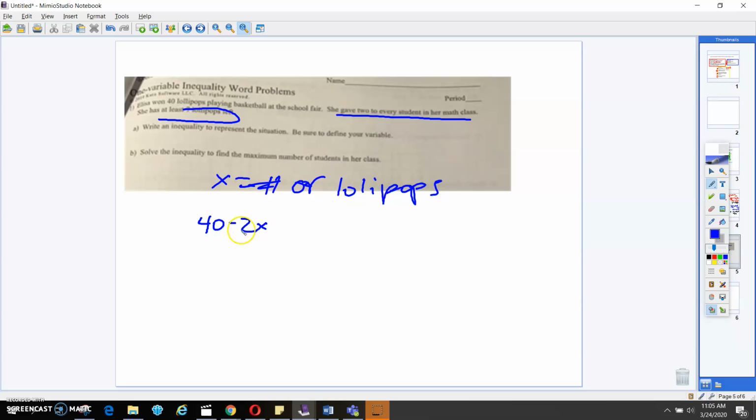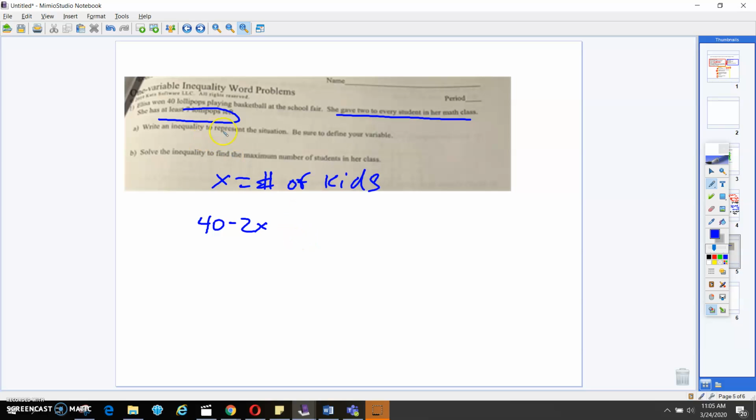I'm pretty sure I made a video on this. That's okay though. So 40 minus 2x would represent how many she had, and then she's giving out 2 to every kid. I'm sorry, x is going to represent the number of kiddos. The reason it's the number of kids is because she's giving 2 to every kid. This girl is going to lose all of her lollipops.